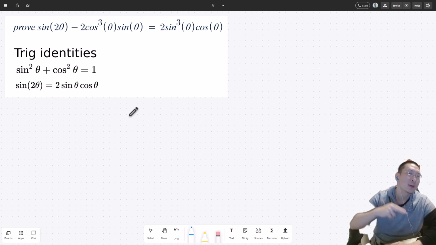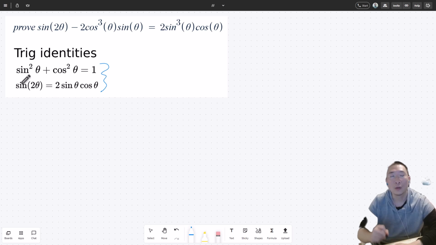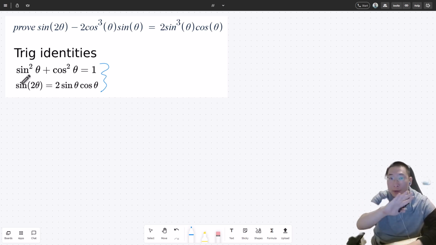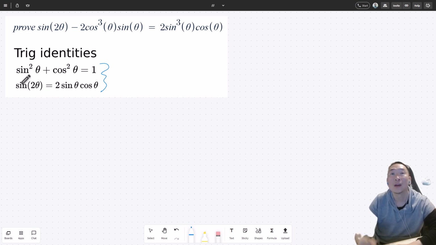We're going to go over a quick trig identity verification problem. It's basically sine 2 theta minus cosine theta times... sorry, sine 2 theta minus 2 cosine cube theta times sine theta is equal to 2 sine cube theta times cosine theta. We'll be using sine squared theta plus cosine squared theta equals 1, which is the Pythagorean theorem, and then we'll also be using sine 2 theta equals 2 sine theta times cosine theta, which is another trig identity. These are the main two we're going to be using. Pretty easy to solve.